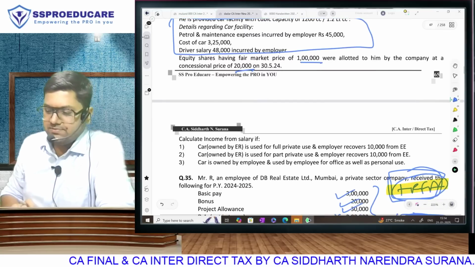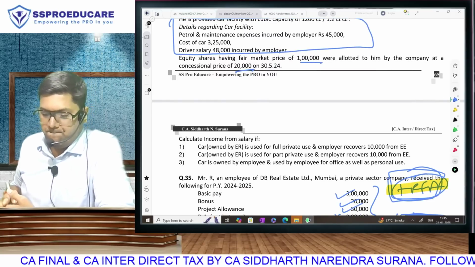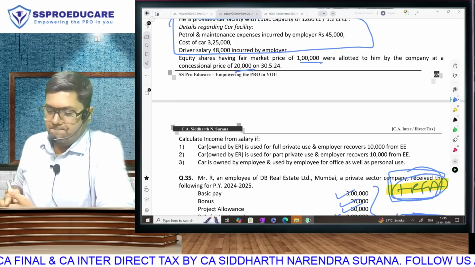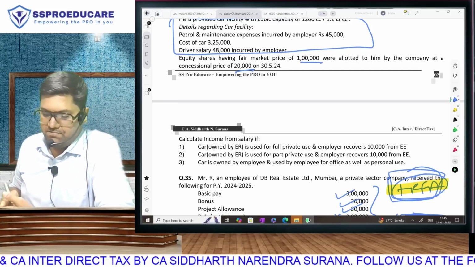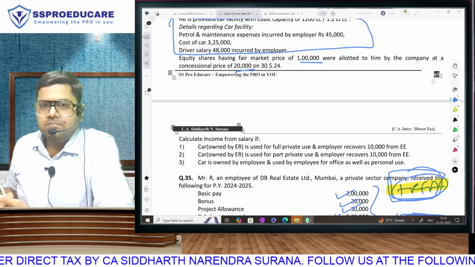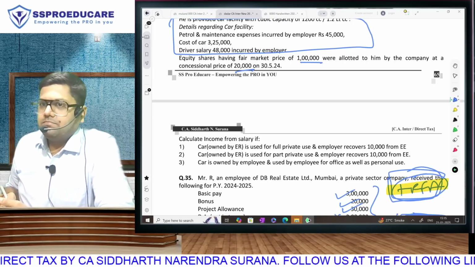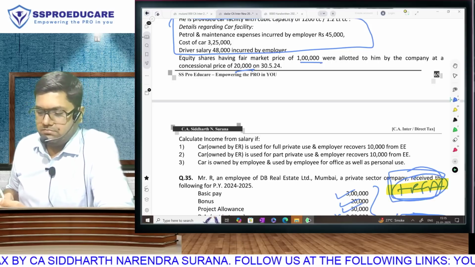And then finally, calculate income from salary if car owned by employer is used for full private use and employer recovers 10,000 from employee. Car owned by employer is used for private use and employer recovers 10,000 from employee. Car is owned by employee and used by employee for office as well as personal use.